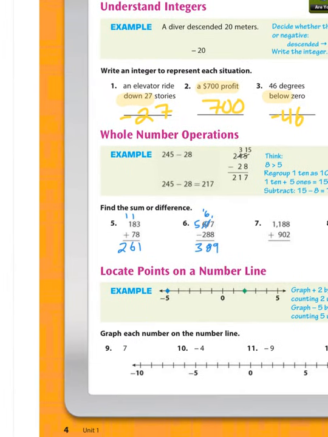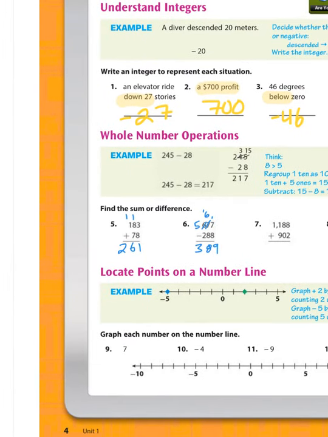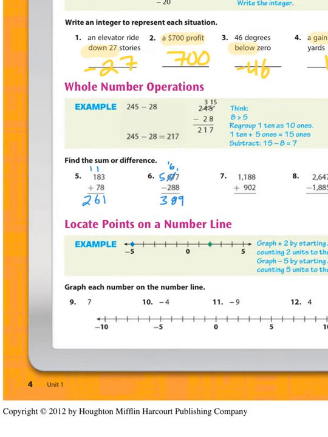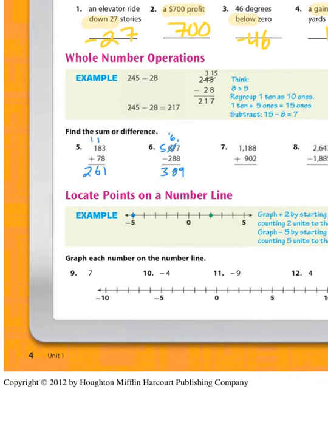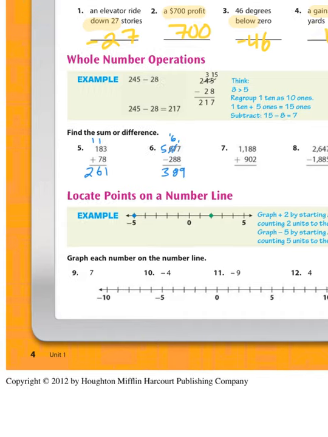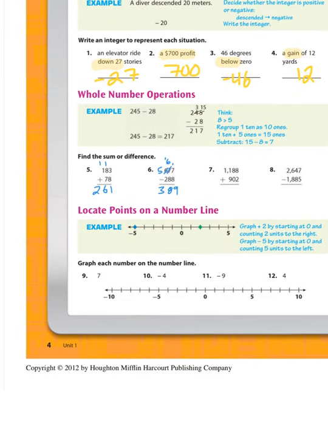All right, so this should be review. Hopefully you remember how to do that, but it's going to come in handy for when we are adding integers with the same sign. All right, so we practiced on number lines in last notes. We're not going to do that now. We are going to do 9 through 12. Graph each number on the number line.